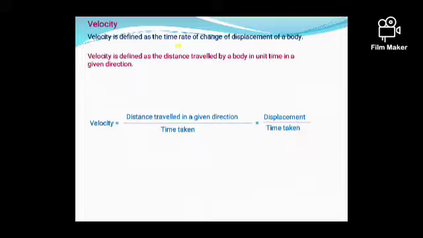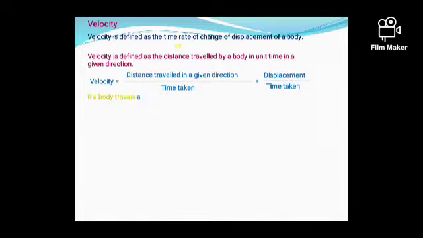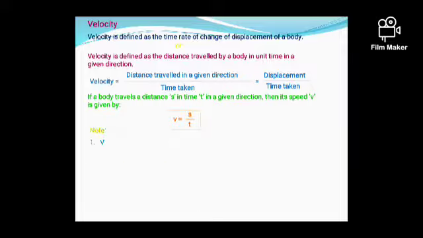So velocity equals distance traveled in a given direction by time taken, or equals displacement by time. If a body travels a distance s in a time t in a given direction, then the velocity v is given as v equals s by t. Note, velocity is a vector quantity. Remember, why is it a vector quantity? Because it has both magnitude and direction.